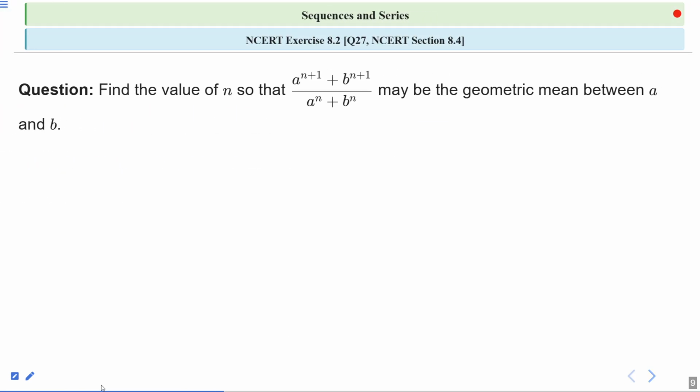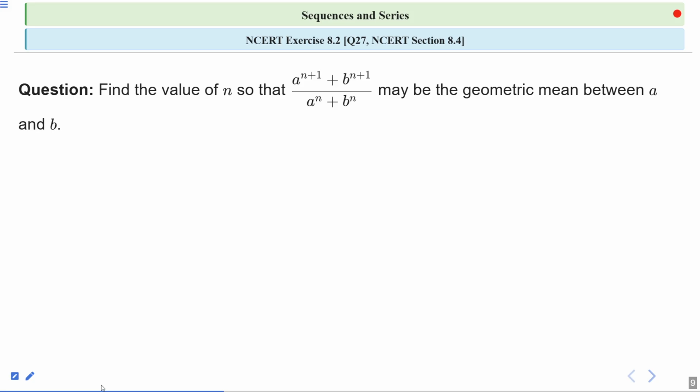So in this question we have to find the value of n, so that a to the power n plus 1 plus b to the power n plus 1, divided by a to the power n plus b to the power n, may be the geometric mean between a and b. So what is given here? We have given a to the power n plus 1 plus b to the power n plus 1 divided by a to the power n plus b to the power n is the geometric mean between a and b.